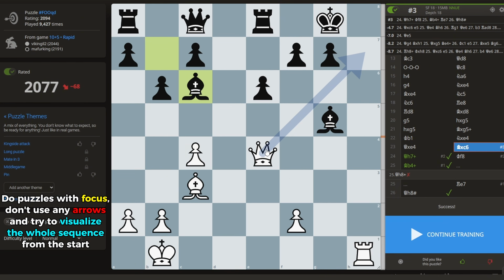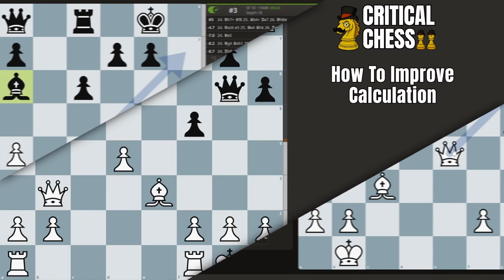So calculate as much as possible, visualize as much as possible, and remember that any position can be turned into a calculation exercise, and be very, very consistent also. And if you do all of those, your calculation abilities are certainly going to improve.